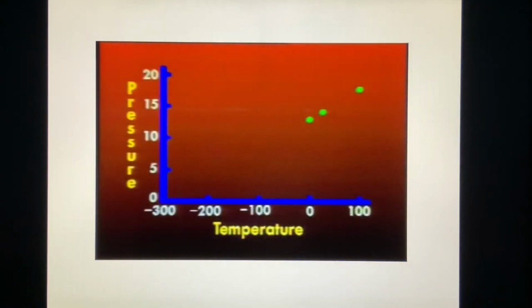If we mark these 3 points on a graph of pressure versus temperature, they appear to lie in a line. Extrapolating that line backwards indicates that the pressure of the gas would reach zero at approximately minus 270 degrees centigrade.